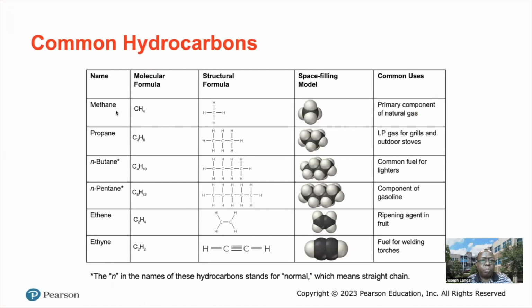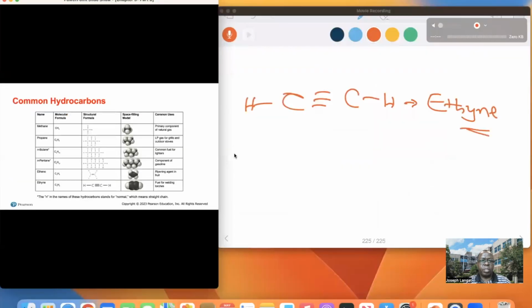Please learn the functional groups for the common ones, and the structures. Propane is the three carbon chain. Methane is only one carbon, butane is a straight chain, and pentane is a straight chain. Ethene, ethyne, and so forth. This is what you'll expect to see in the exam.